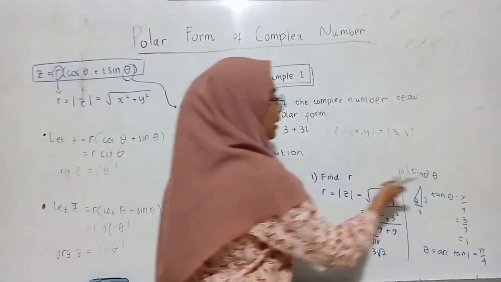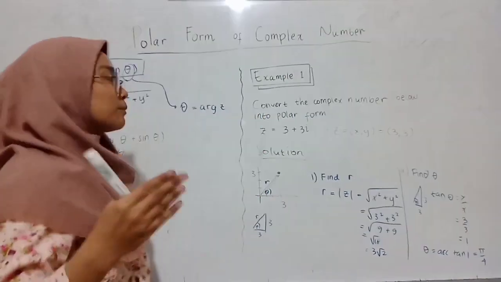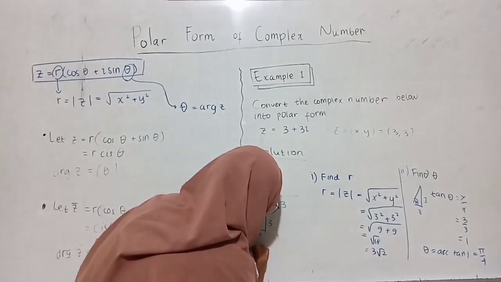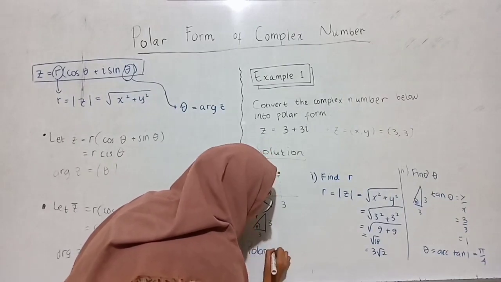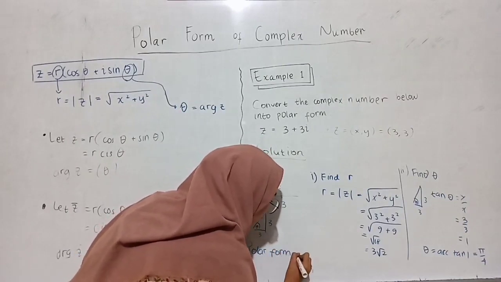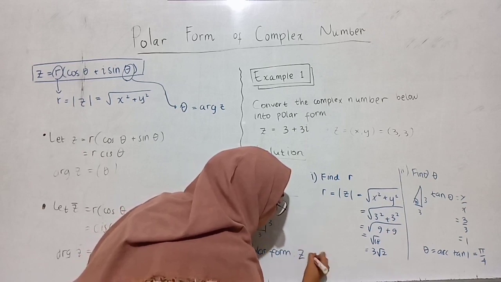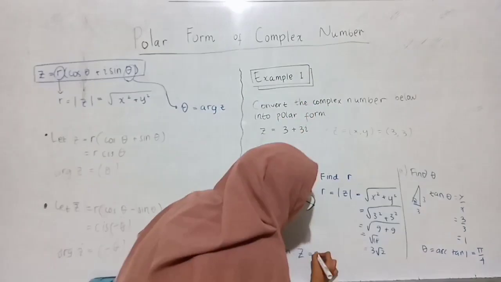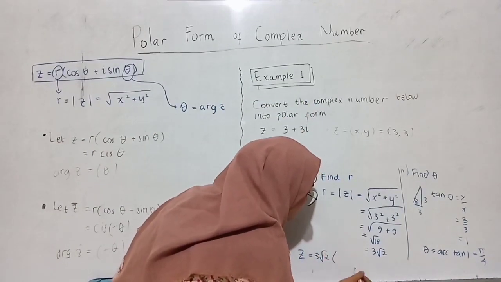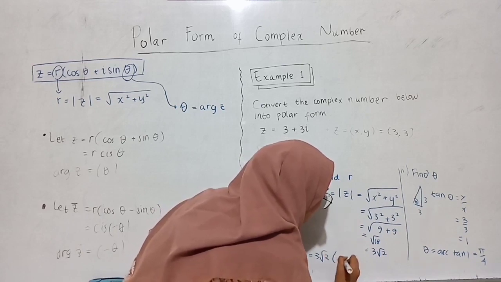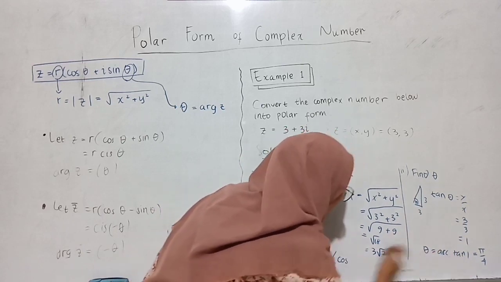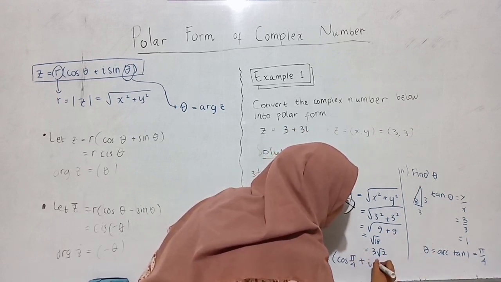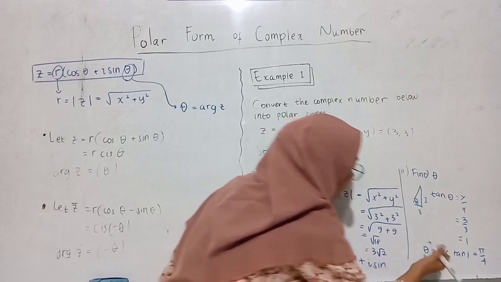After we find r and theta, we can write the polar form like this. So we get the polar form: Z equals r, which is 3 square root of 2, times, in brackets, cos pi over 4 plus i sin pi over 4.